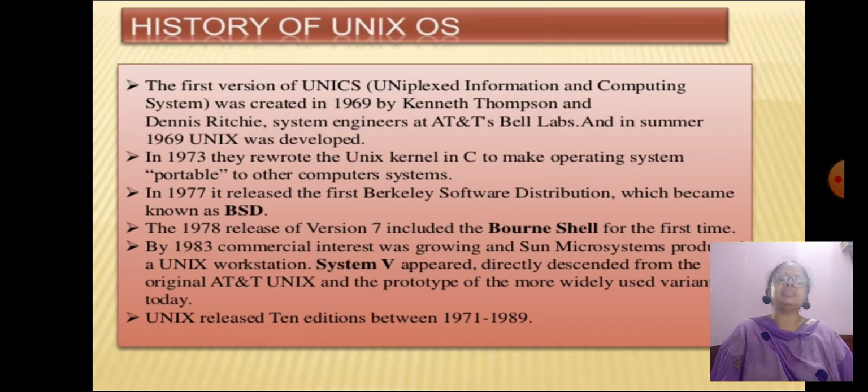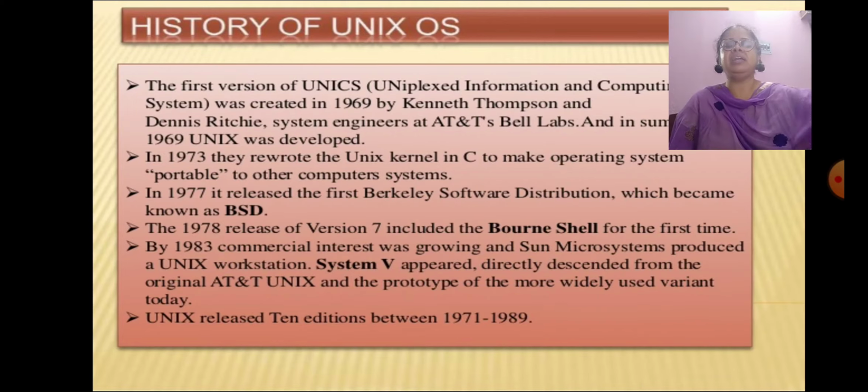In 1977, the first Berkeley Software Distribution was released, which became known as BSD. The 1978 release of version 7 included the Bourne shell for the first time. By 1983, commercial interest was growing and Sun Microsystems produced a Unix workstation.